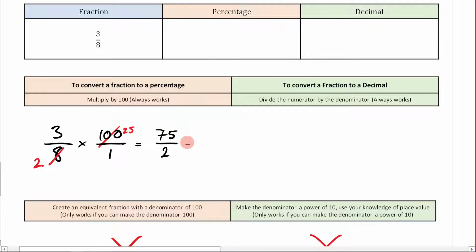What's half of 75? It's going to be 37.5%. 37.5%. Now, what if they asked you to convert a fraction to a decimal?